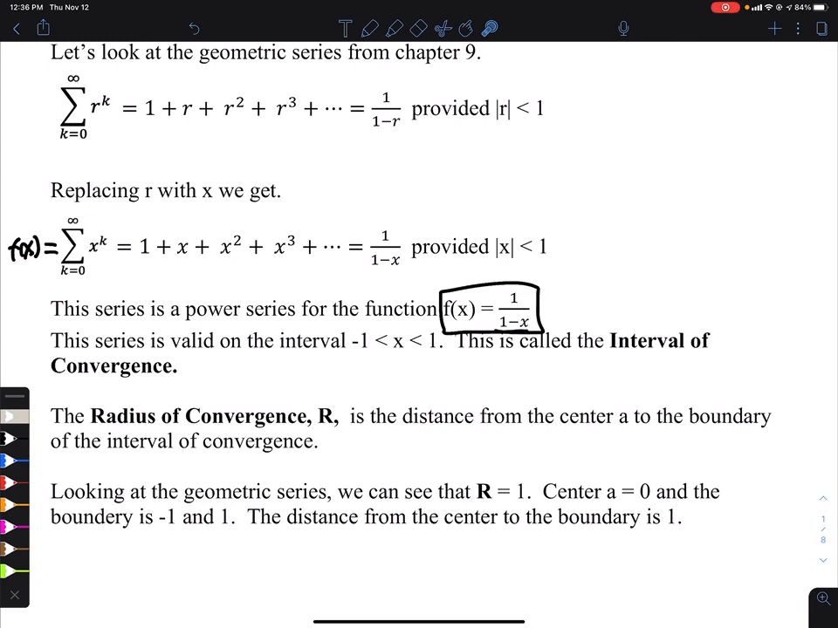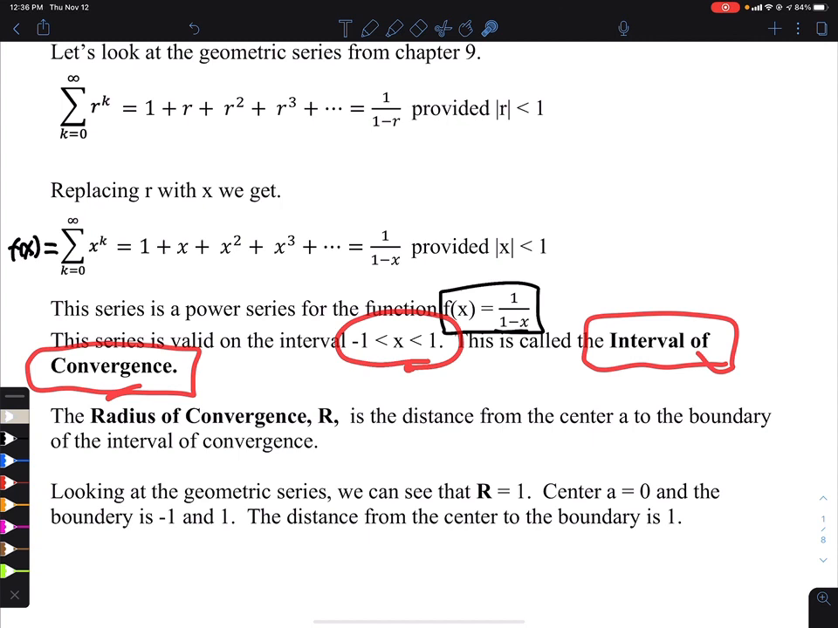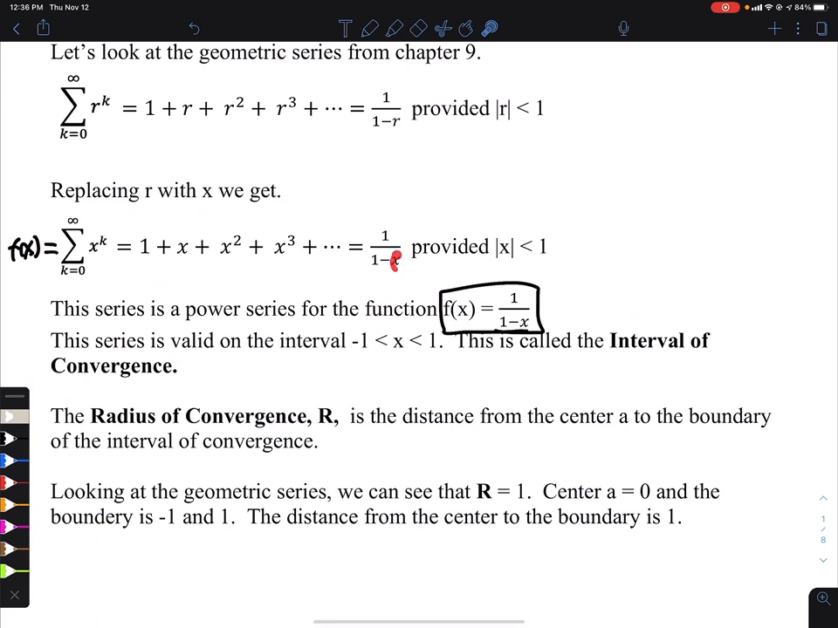Now, you need to know some vocabulary. Because this only worked when the absolute value of x is less than 1, you have to realize that this converges between -1 and 1. So this is called the interval of convergence. The interval of convergence is the set of values of x where the series represents the function. We realize when x is bigger than or equal to 1, this no longer is valid. So we need to find out what values of x will actually work for the series, called the interval of convergence. Very common question on the AP test.